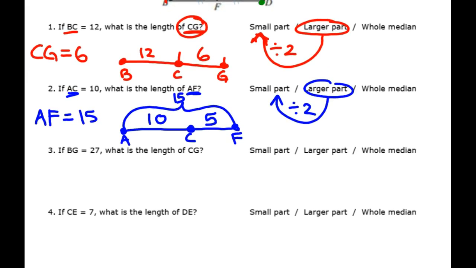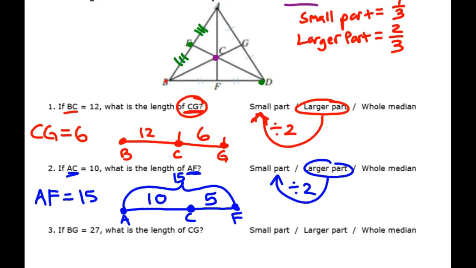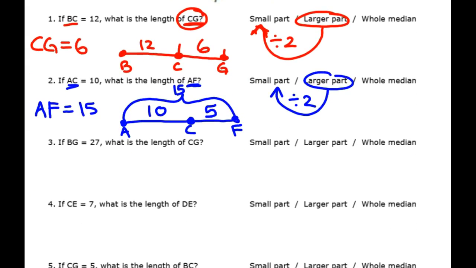What about number 3? BG equals 27. So again, considering BG, we're going to draw our median, which is BCG. Okay, BG is 27, the whole thing. Okay, now we're looking for CG, right?